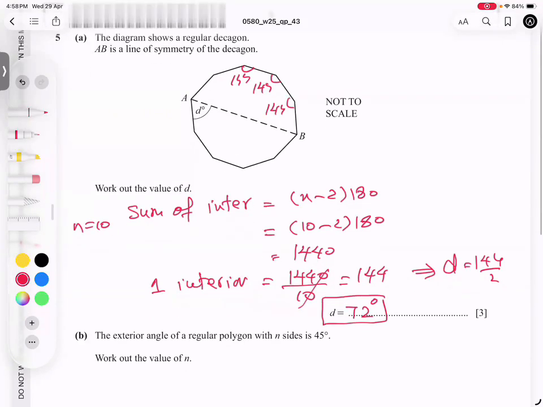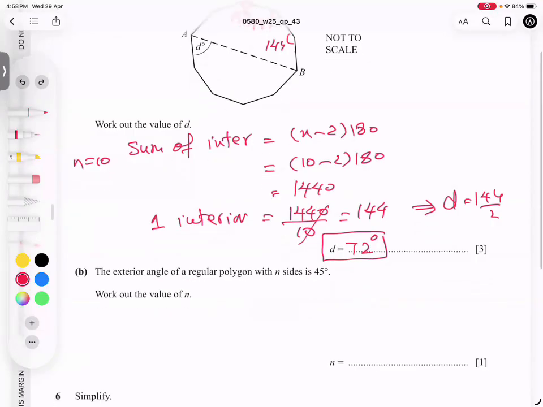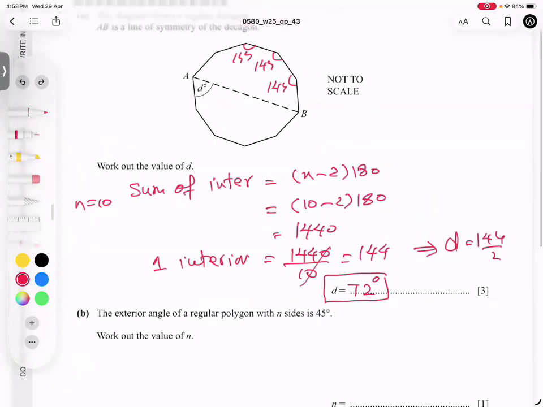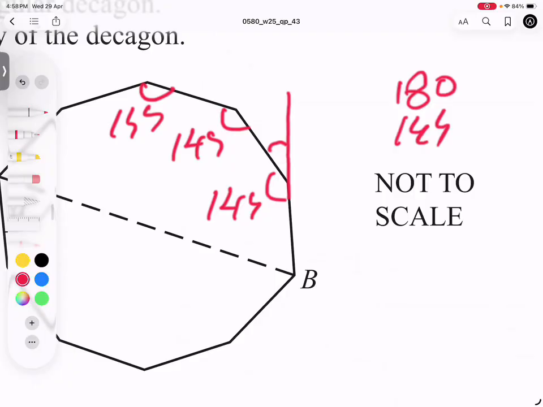Let's talk about the next question. The exterior angle of a regular polygon is 45, so find the number of sides. We have a fixed formula. You know it very well. For example, I just give an example from here. If I extend this line, student, this is called the exterior angle. If I subtract 144 from 180, you can see 180 minus 144, and I'm getting 36.